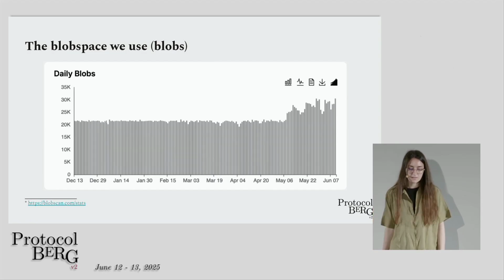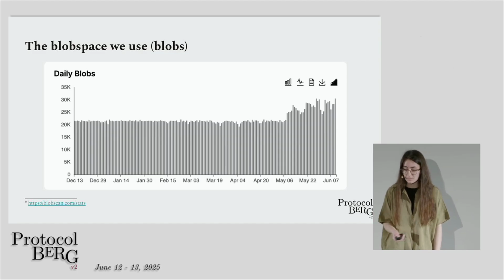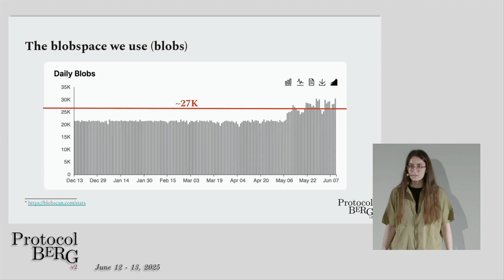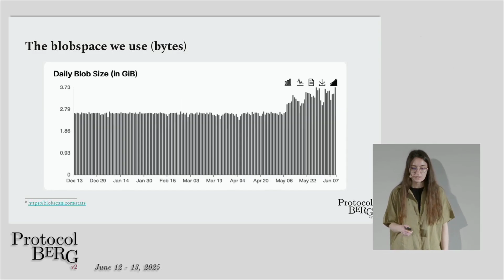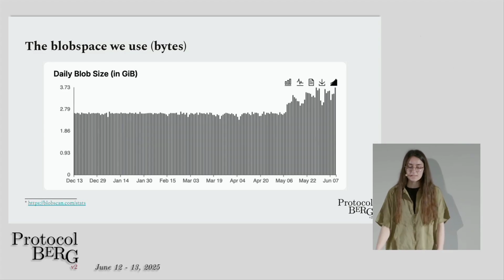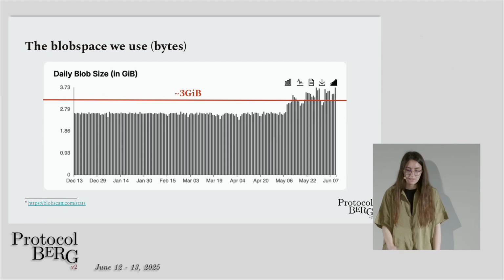Okay, if we look at the way we use blobs right now, or at their number, we can look at this blobscan graph. And since Pectra, we see there was an increase in the number of blobs we use daily. Since Pectra, we use around 27,000 blobs per day. And when we look at the number of bytes, the distribution is the same because all blobs have the same size. We score around 3 gigabytes per day.